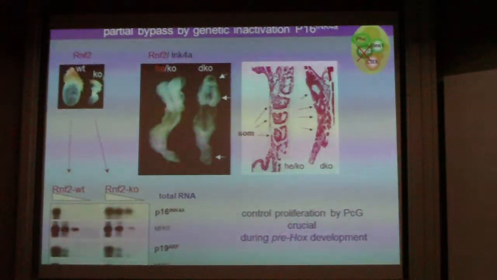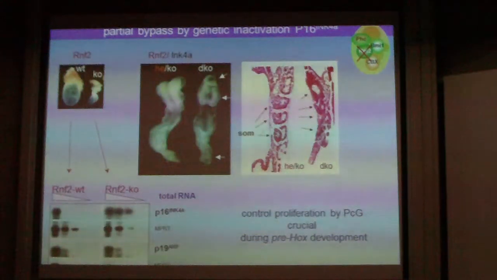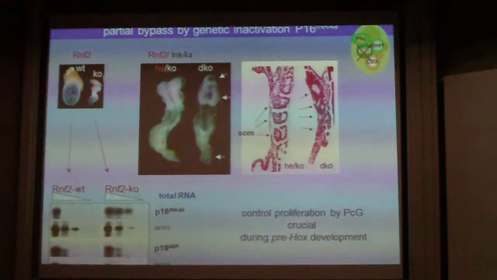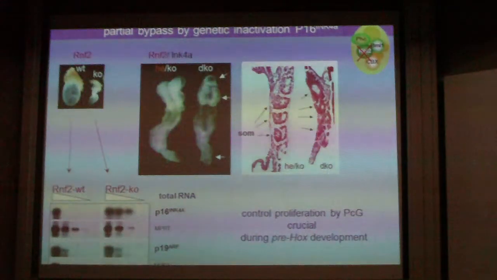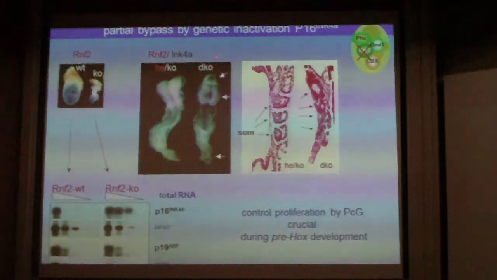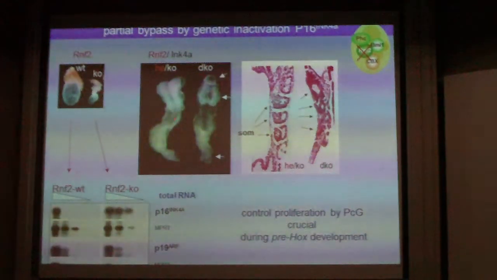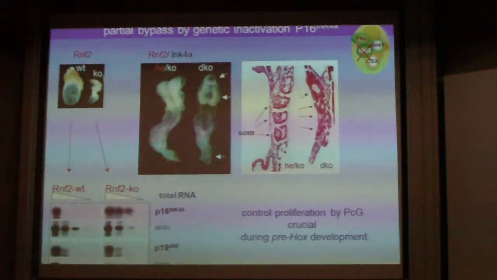And so the trick to do that is to cross the Ring1B knockouts to a P16 knockout, take away the inhibitor and hope it continues to grow, and it actually does. So this is a double knockout. This is what a normal animal would look like. INK4A has no effect on development whatsoever. Animals will get more cancer when they're older, but no effect on development. And so this is a normal mouse at about 10 days in development.